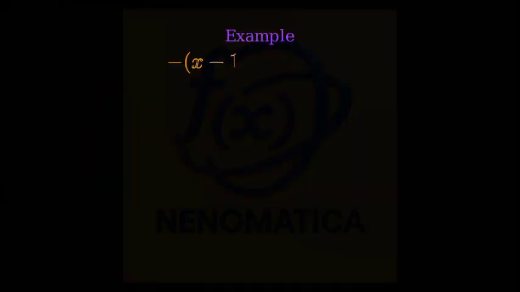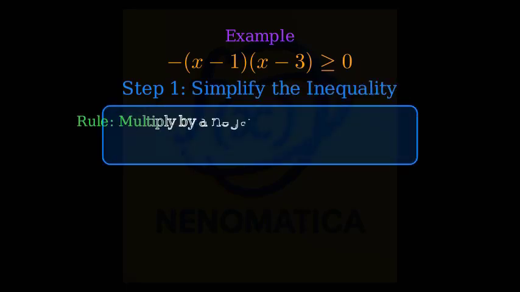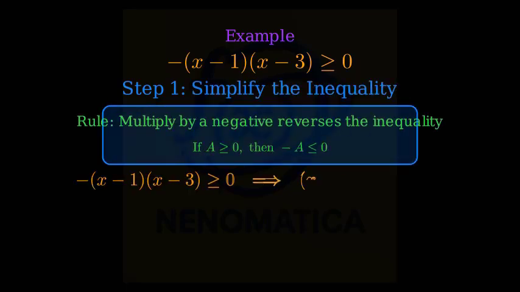In this example, we will solve the quadratic inequality negative (x minus 1)(x minus 3) is greater than or equal to 0. Step 1. We simplify the inequality by multiplying both sides by negative 1. Remember, multiplying or dividing an inequality by a negative number reverses the inequality sign. So it becomes (x minus 1)(x minus 3) is less than or equal to 0.